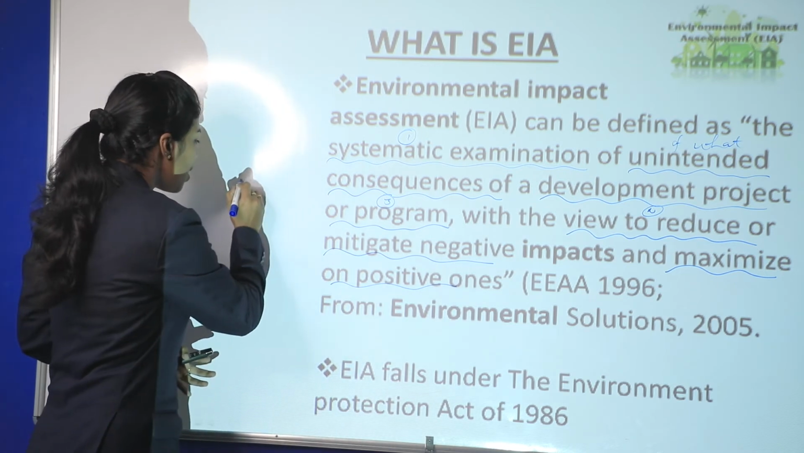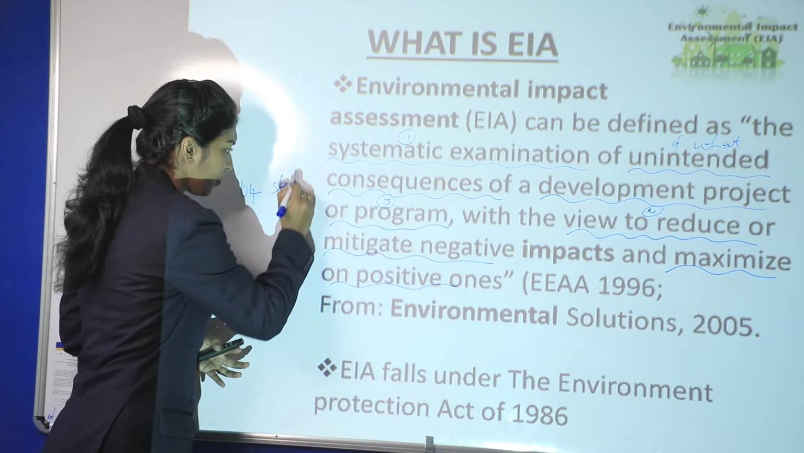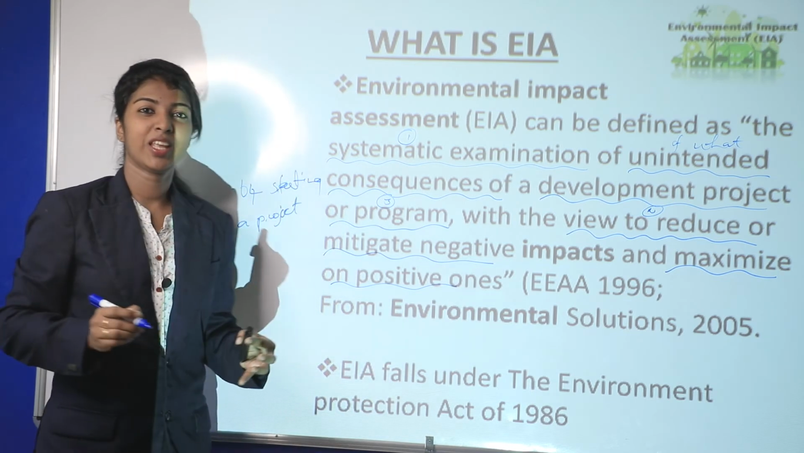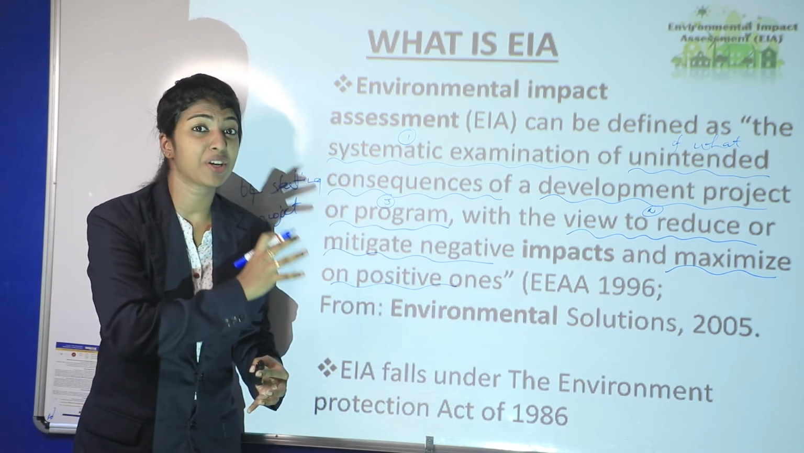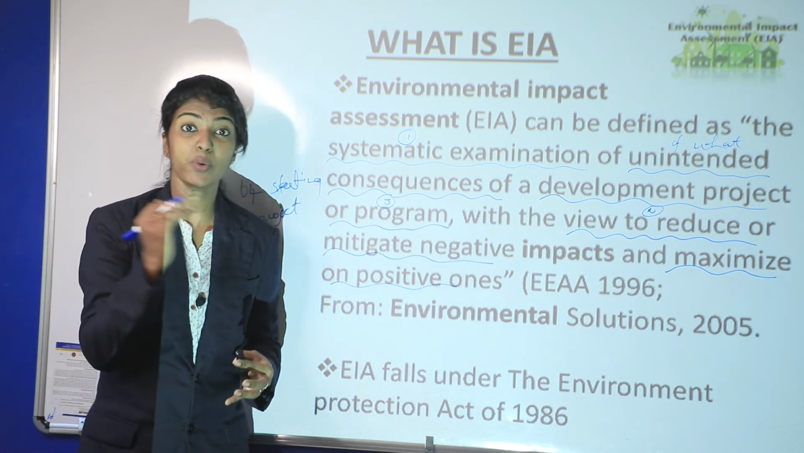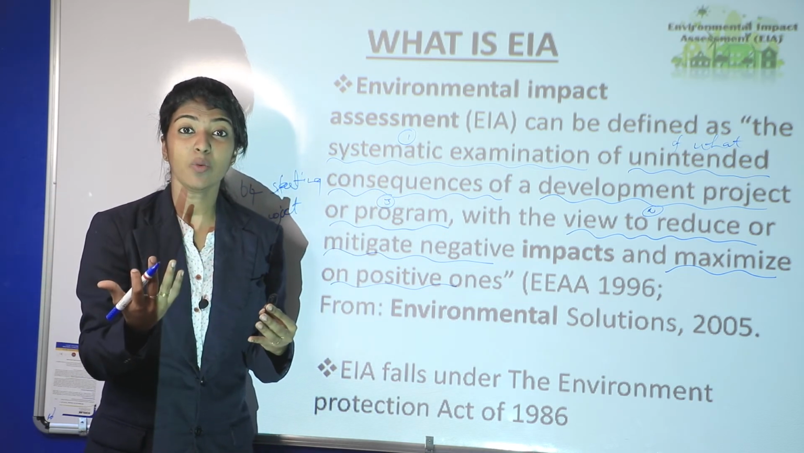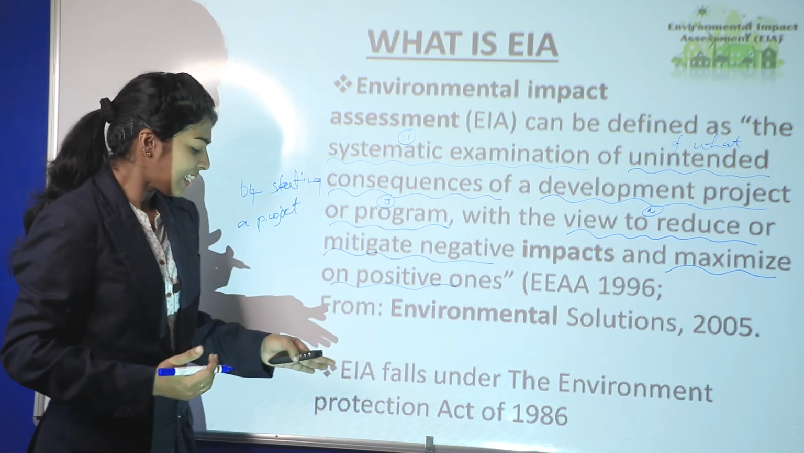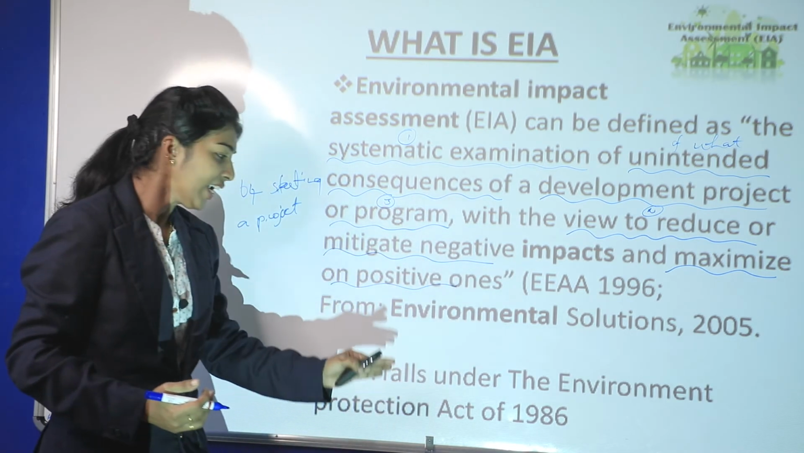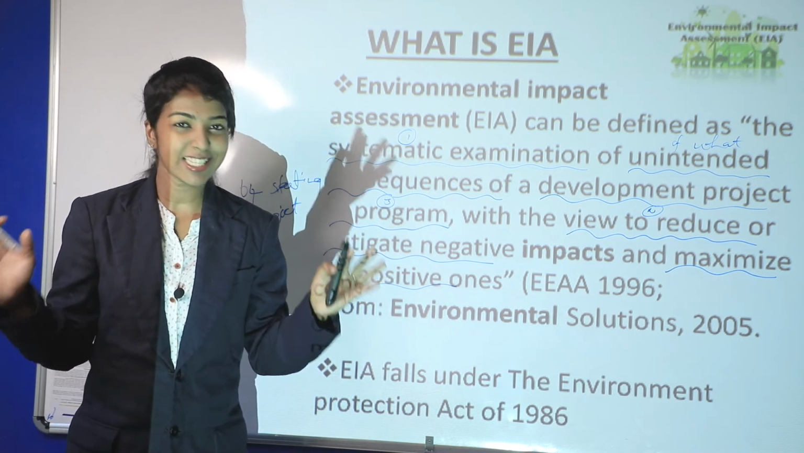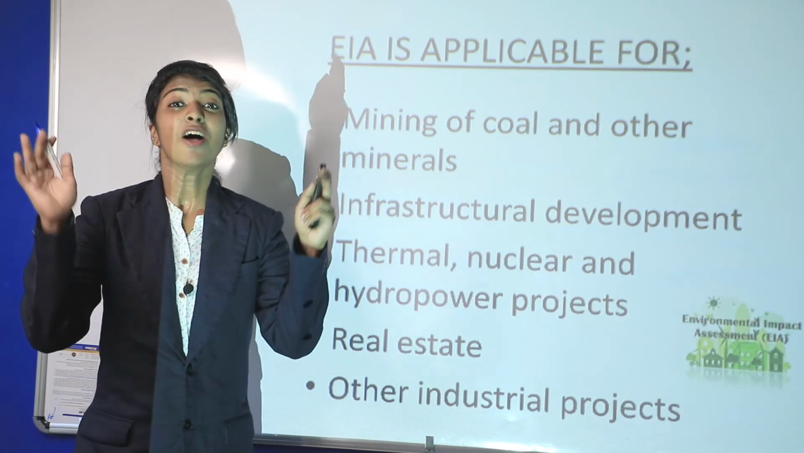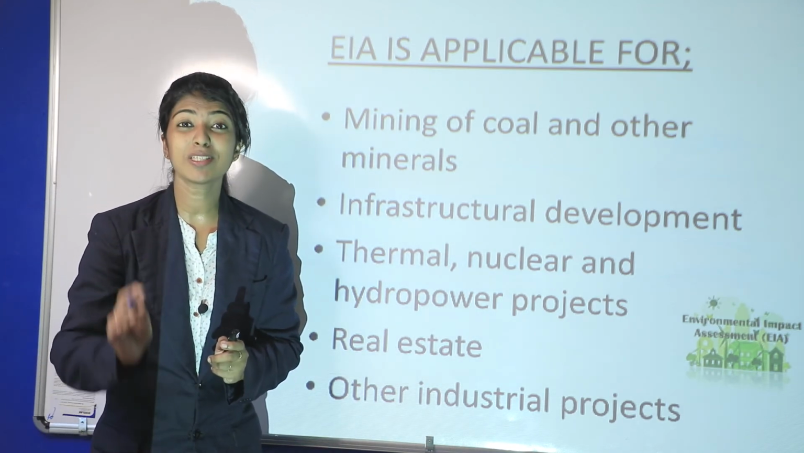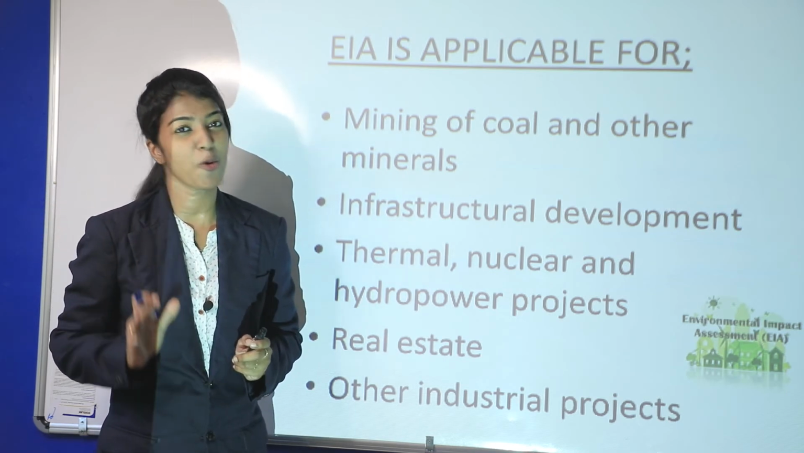The key is, before starting a project, it has to be done. Why? Because it is an evaluation criteria of what negative impacts may come while we are doing a particular construction. Okay? And EIA falls under the Environment Protection Act of 1986. From the definition, it is clear that EIA is applicable for some development projects and programs.